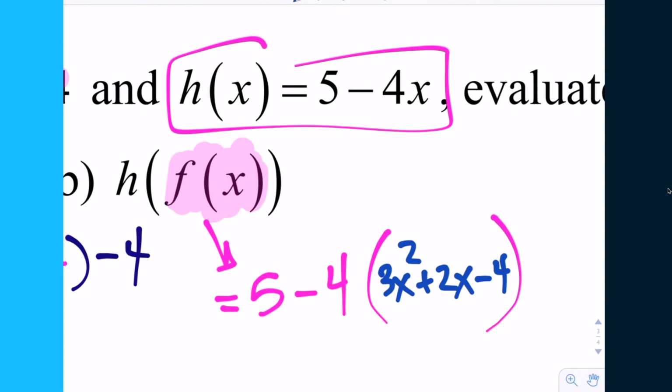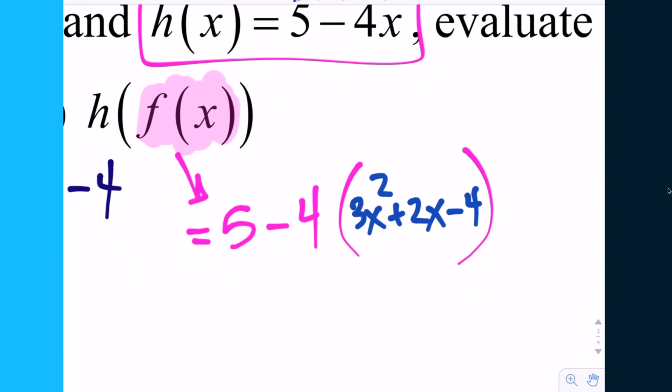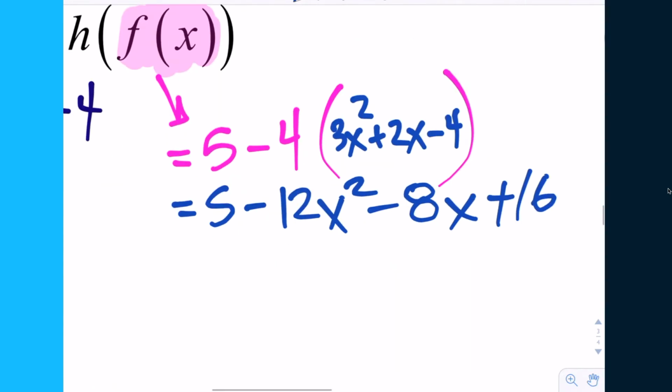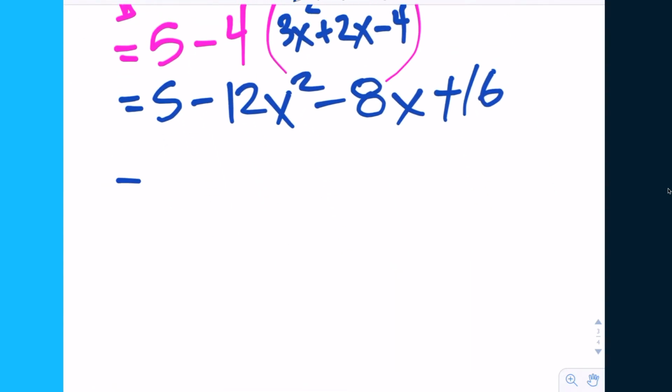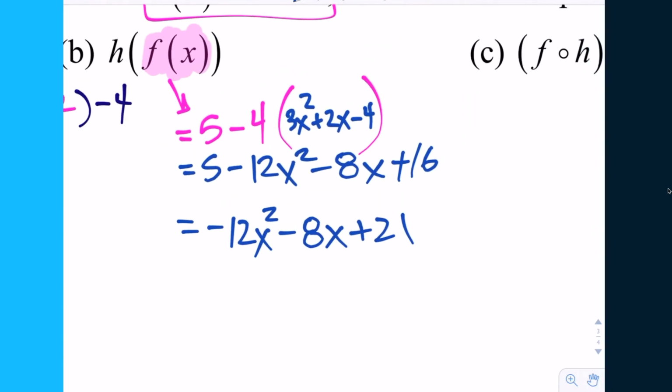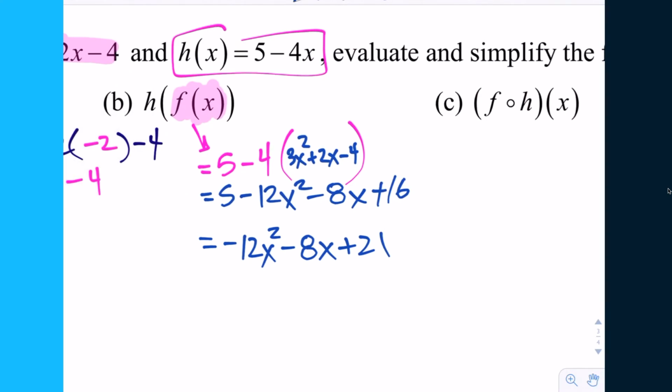So notice the parentheses are there to avoid a mistake. This is not multiplication. That's h of f of x. You're plugging f of x into the function h for x. And then, of course, if you want to distribute there, 5 minus 12x squared minus 8x plus 16, you could then collect like terms. Let's do that. That's negative 12x squared minus 8x, and then you get plus 21. It's not multiplication. It's composition.